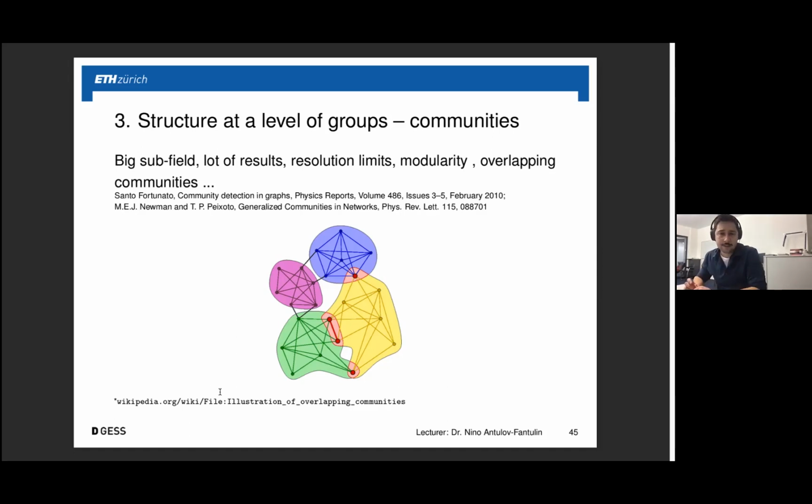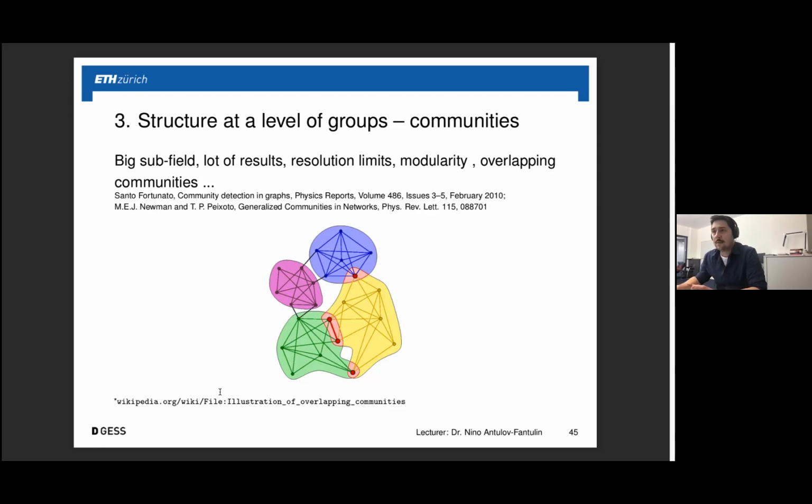There are very nice papers around it by Santo Fortunato from 2010, and also there are more recent ones from Tiago Peixoto and Newman, Generalized Community Network, published in Physical Review Letters.